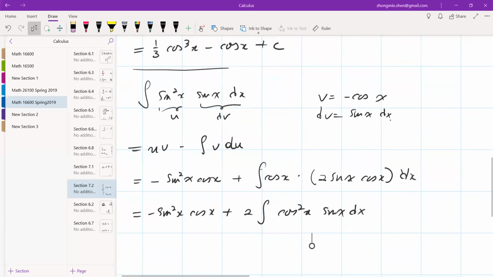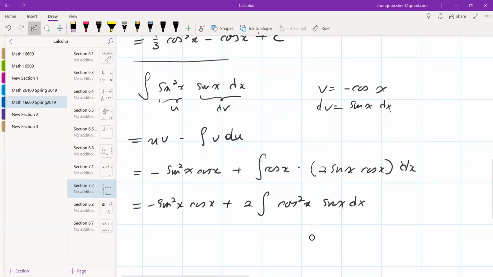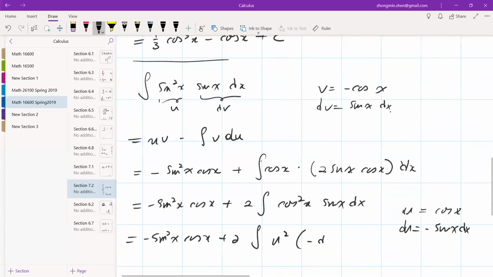Otherwise, if you don't use a substitution, you change your cosine squared x to 1 minus sine squared x, because sine squared x and cosine squared x are almost the same. They just differ by 1 minus sine. But if you use a substitution, you still use the same substitution here. It's going to be cosine x. So du equals negative sine x dx. And plus 2 u squared and a negative du, okay?